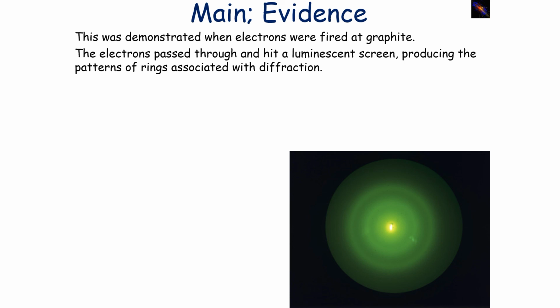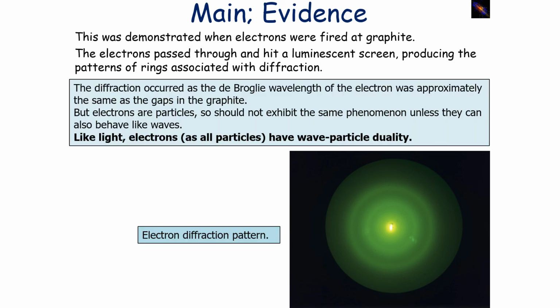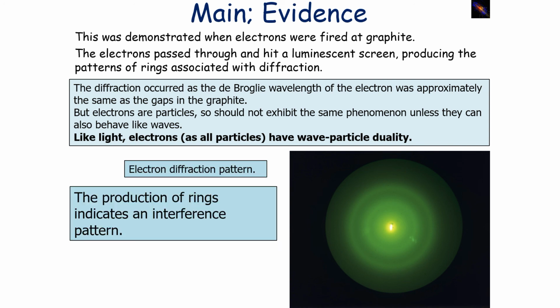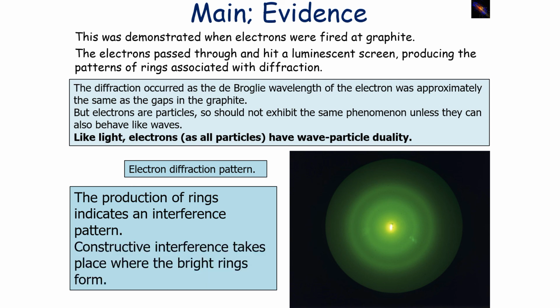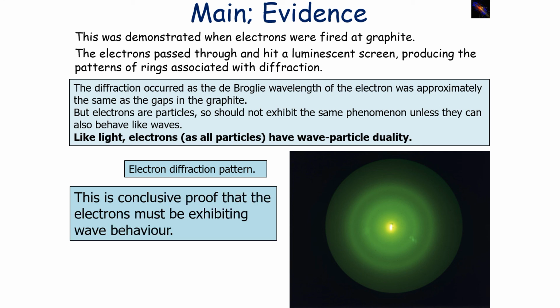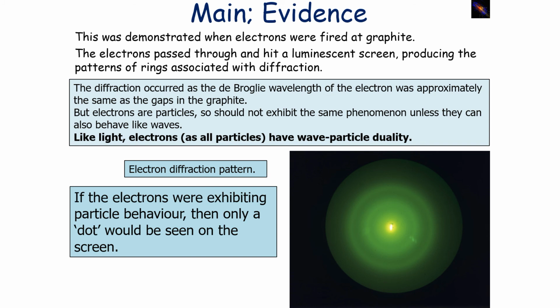When electrons pass through graphite, they will pass through gaps in graphite similar to their de Broglie wavelength. They'll hit a luminescent screen and produce patterns of rings associated with diffraction. So this was proof that electrons and all particles have a wave-particle duality. The production of rings indicates an interference pattern. Constructive interference takes place where the bright rings form. Destructive interference takes place where the dark rings form. So it's conclusive proof that electrons must be exhibiting wave behavior. If the electrons were exhibiting particle behavior, you would only see a dot.